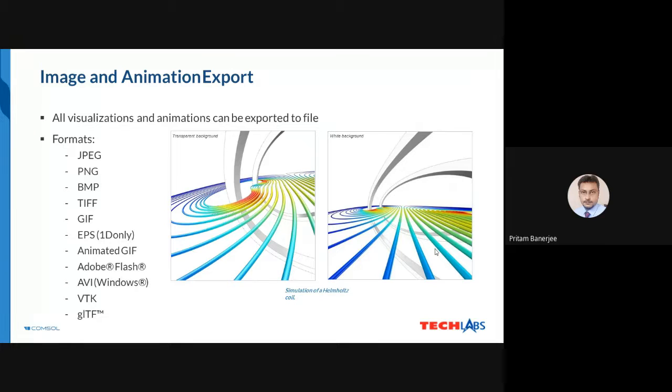We could save those results or images into different image formats as well as animation formats, like normal JPG, PNG, bitmap files, as well as with the animation export in GIF file format, showing how the animation was going on for the different studies and how it was giving you the result. That animation will also be saved in the GIF format as well.